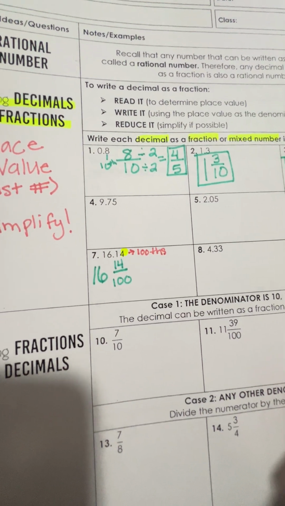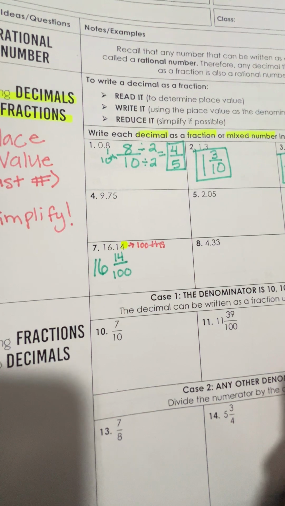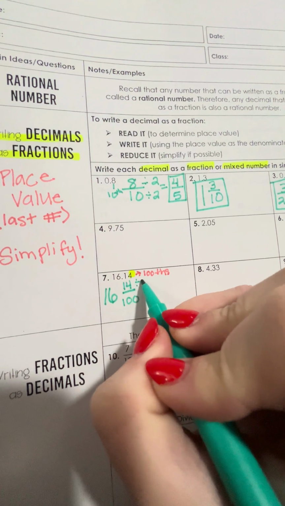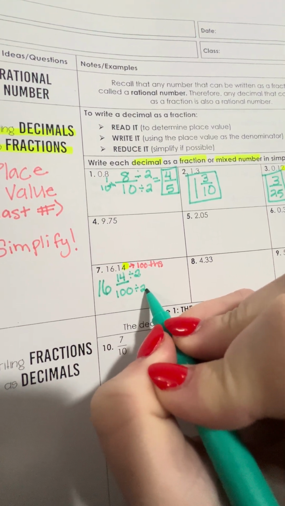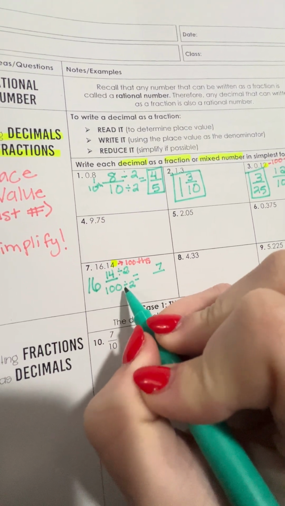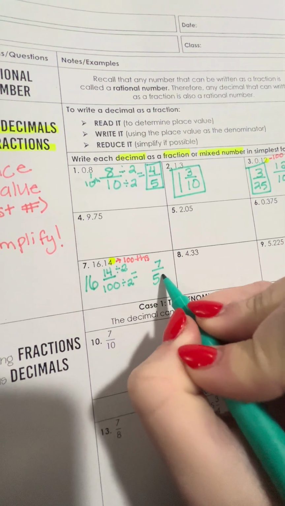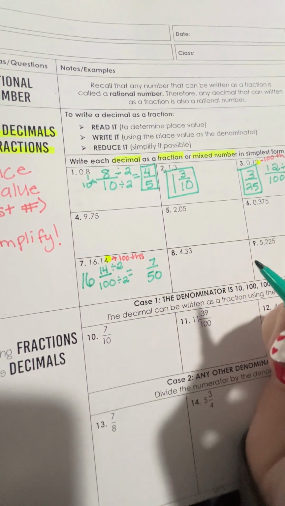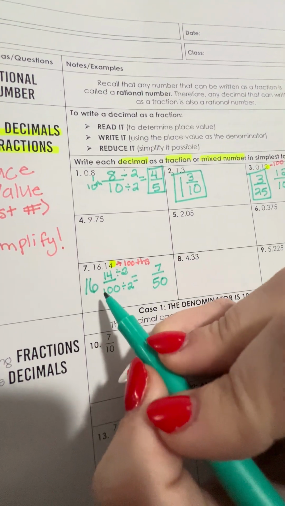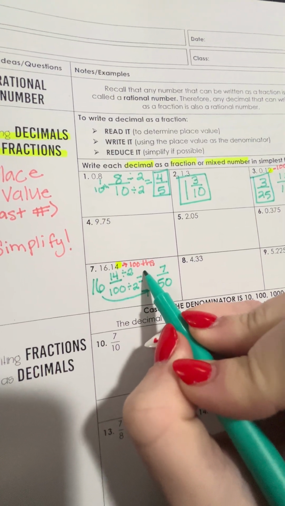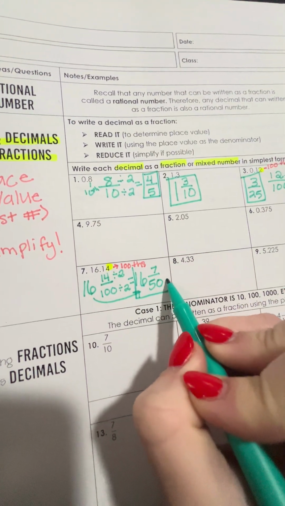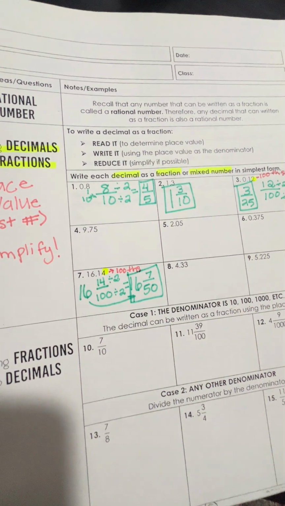Okay? 14 and 100 are both even numbers. Let's go ahead and divide just by 2. What you do to the top, you do to the bottom. 14 divided by 2 is 7. 100 divided by 2 is 50. Okay? 7 and 50. 7 is an odd number. It's prime. There's nothing else to make it, so we leave it alone. And you just want to bring your 16 back over to match up with your fraction. Okay? So 16 and 7 over 50 would be your final answer.